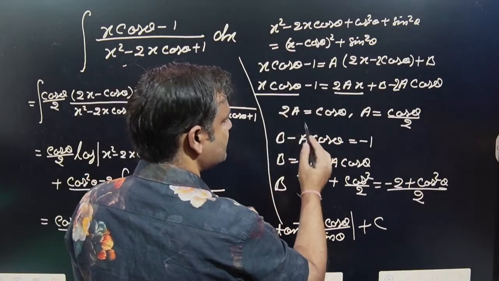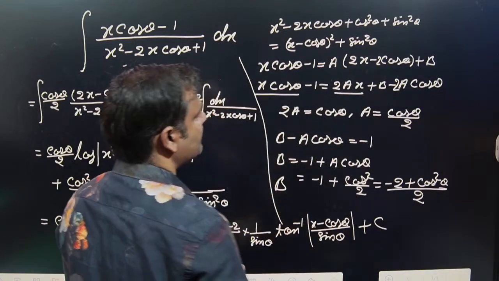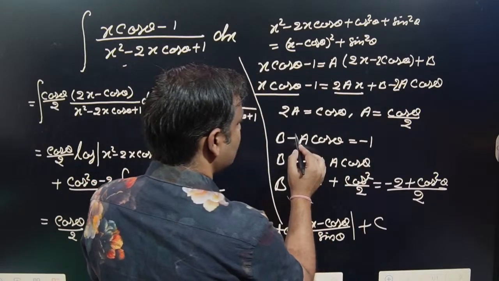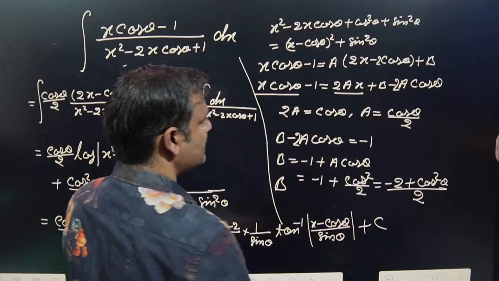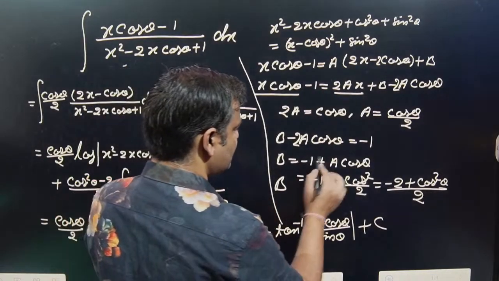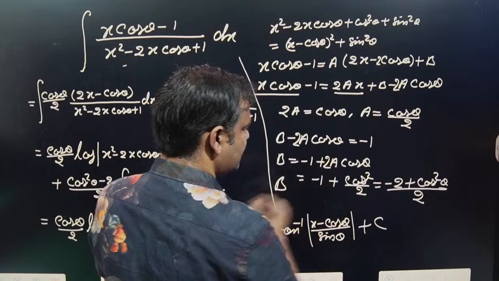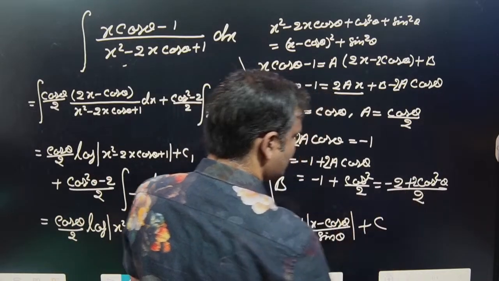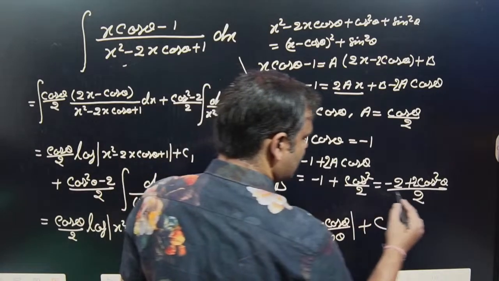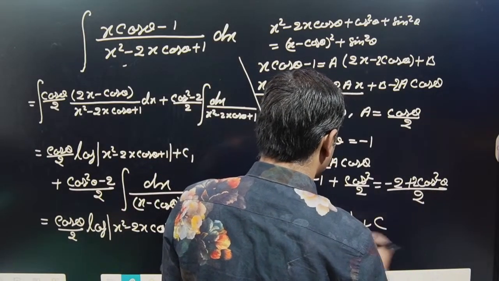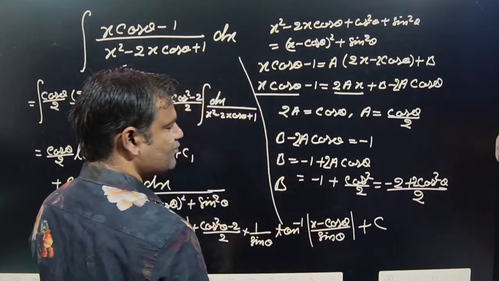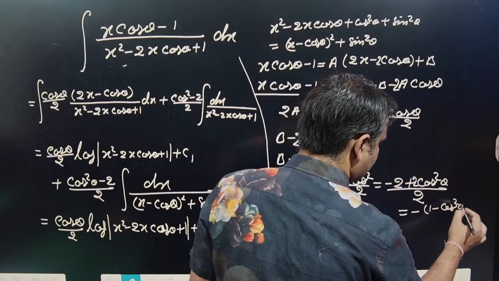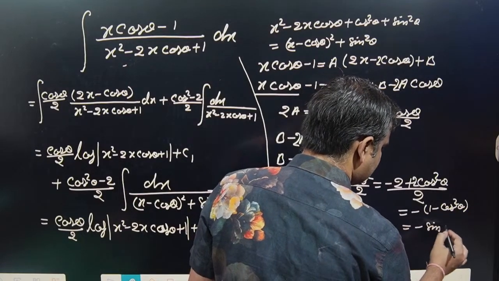a is cos theta by 2, that is clear. And what about b? Then b is basically b minus 2 cos theta, 2 cos theta, this will equal minus 1. So if this one goes on this side, then 2, and the 2 cancels. So 1 minus, this one is written as minus 1 common, so 1 minus cos square theta, and that is minus sin theta.